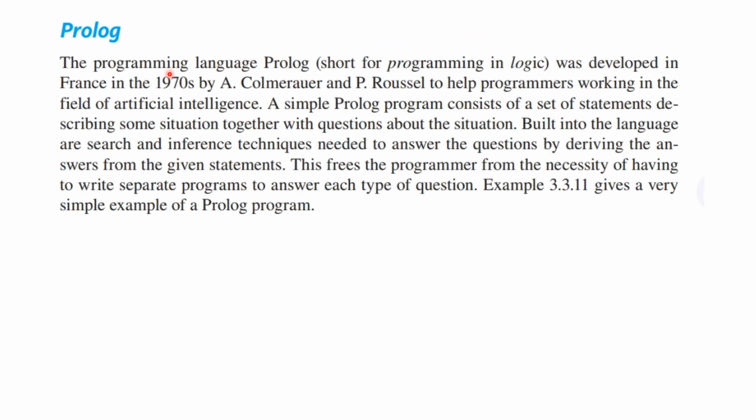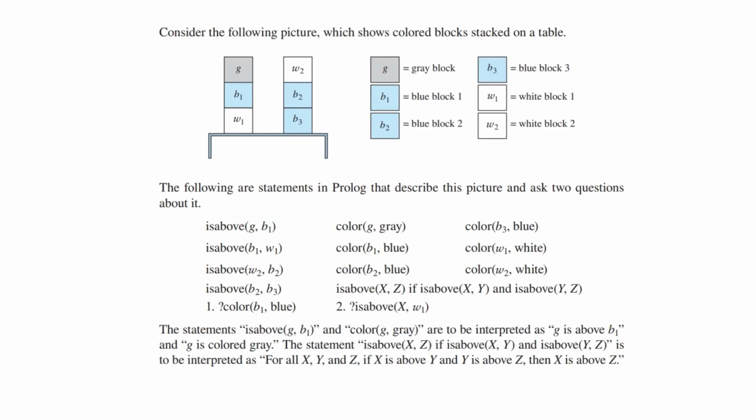There is a programming language called Prolog, that is short for programming in logic, that was developed in the 70s, and it's useful in artificial intelligence. A simple program consists of a set of statements describing a situation with some questions, and built in are search and inference techniques needed to answer the questions by deriving answers from the given statements. This frees the programmer from the necessity of having to write separate programs to answer each type of question. This is actually used in math programs and many things these days. Here's a very simple Prolog formula.